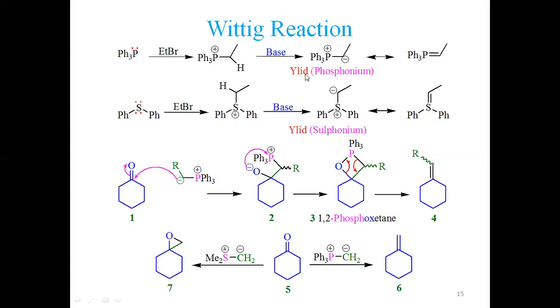Ylide is a broad terminology, right? There may be different kinds, with carbon bearing the negative charge and phosphorus or any other atom bearing the positive charge. It may be sulfur, it may be arsenic, it may be so many others. Because this is phosphorus, it is called a phosphonium ylide.